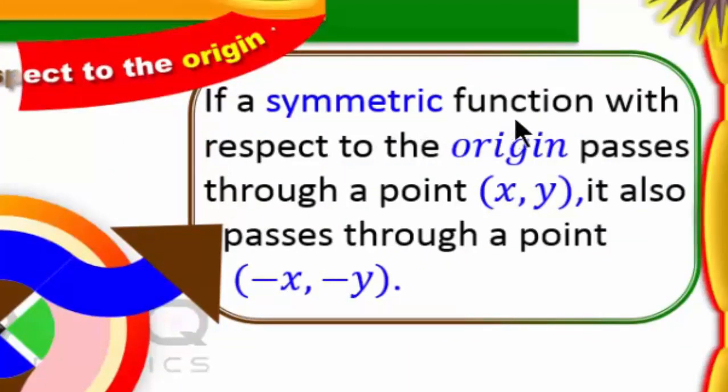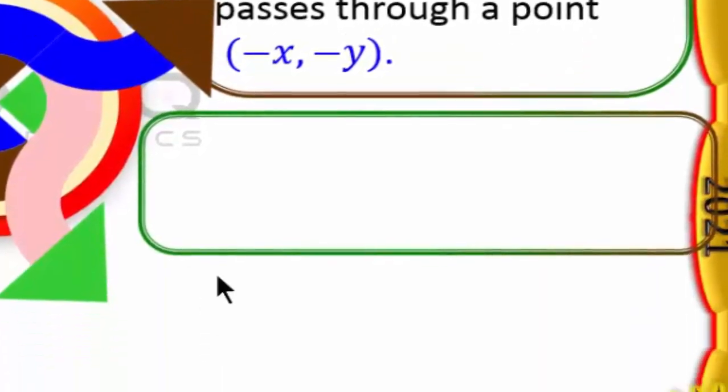If a symmetric function with respect to the origin passes through a point (x, y), it also passes through the point (-x, -y), which means if we have 2 points different in the sign of x and y, but equal in value, these 2 points are symmetric with respect to the origin.